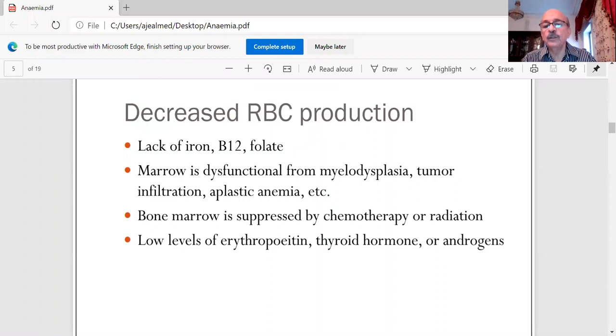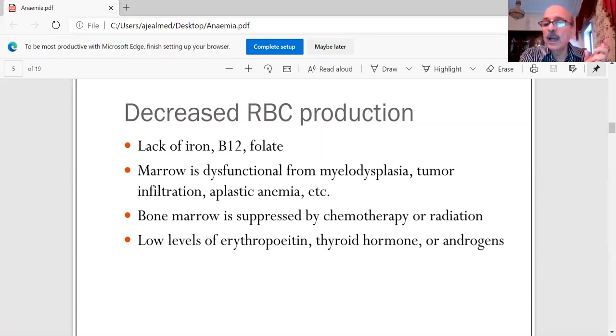What are the causes of decreased RBC production? Okay, we said that red blood corpuscles are produced in the bone marrow. So the bone marrow actually is the factory of blood. The bone marrow, to synthesize the blood, needs iron, folic acid, and B12. And these are common causes. It needs other substances. It needs, for example, thyroxine. So thyroxine deficiency can cause it, but these are the main ones.